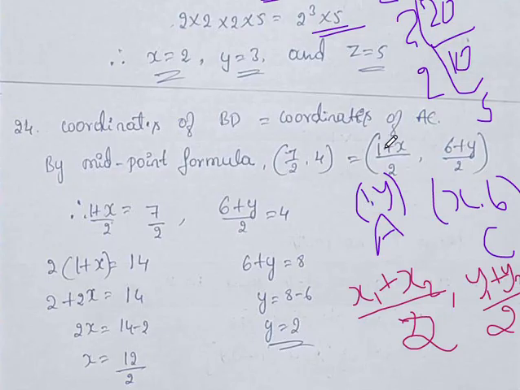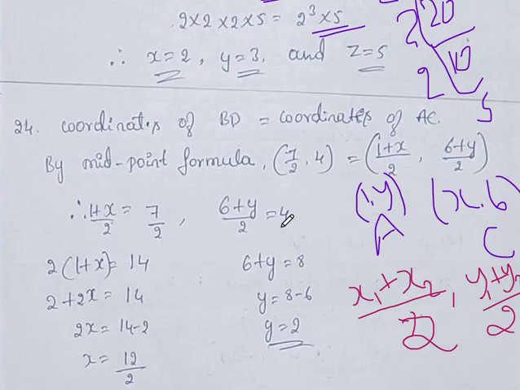x1 is 1 plus x2 is x, so 1 plus x by 2, and y1 is y plus y2 is 6, so y plus 6 by 2. Now you simplify. Just equate the first coordinate and the second coordinate. This is also in the form of x comma y, so equate the x coordinates to x and the y coordinates to y. So 1 plus x by 2 is equal to 7 by 2, and 6 plus y by 2 is equal to the y coordinate, that is 4.